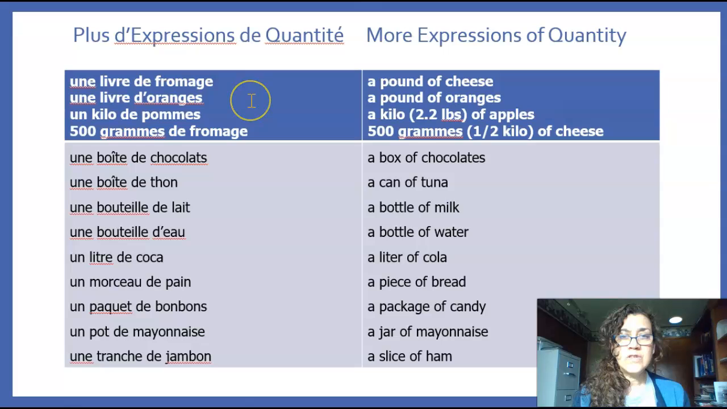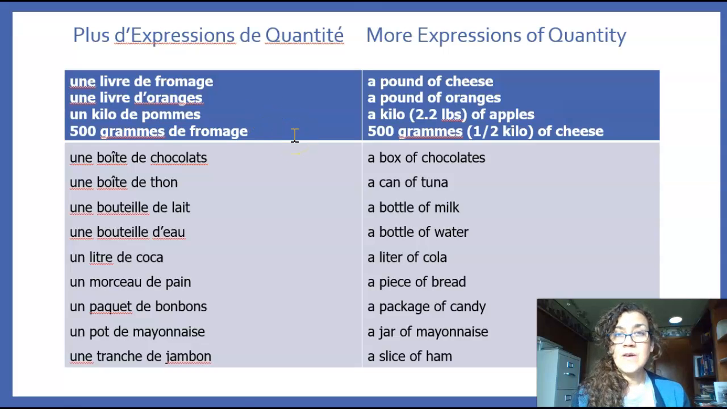A pound of oranges, une livre d'orange. So here's an example, because orange starts with a vowel, where you would drop the E on the de and use an apostrophe. Une livre d'orange. A kilo of apples, and a kilo is just 2.2 pounds for us Americans. Okay, un kilo de pommes.